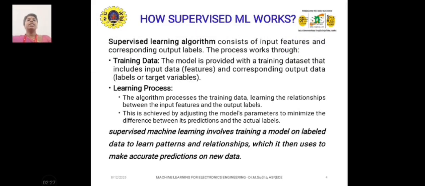And in this learning process, the algorithm processes the training data, learning the relationship between the input features and the output labels. This is achieved by adjusting the model's parameters to minimize the difference between its predictions and the actual labels. Supervised machine learning involves training a model on labeled data to learn patterns and relationships, which it then uses to make accurate predictions on new data.